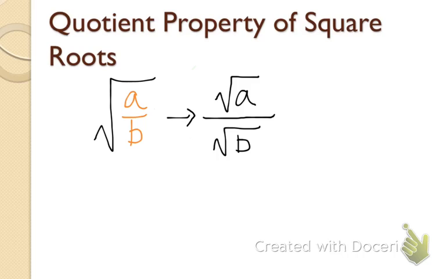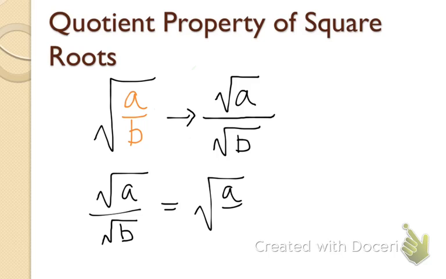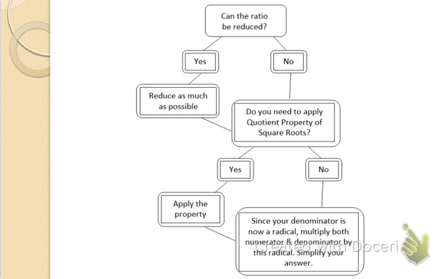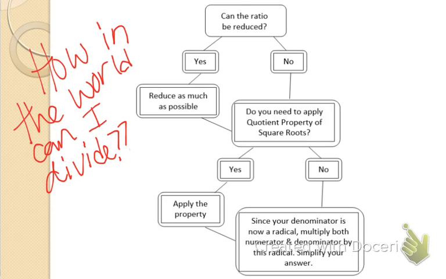Now this can be vice versa. So let's say we had the square root of a divided by the square root of b. We can rewrite it as the square root of a over b. But of course there's a catch. This only works if the index of these two radicals is the same. Otherwise, don't even try to do this. It will not work.